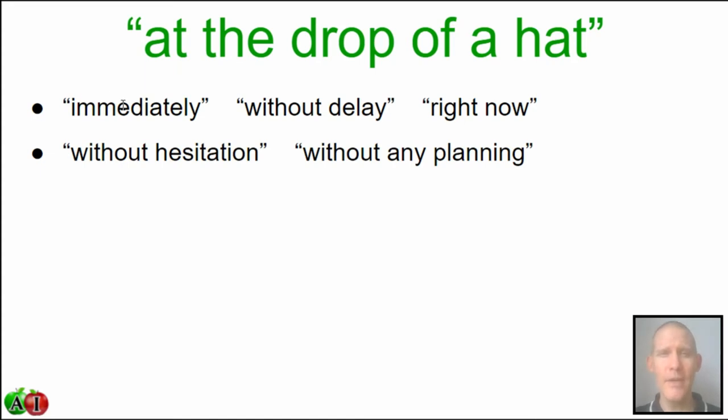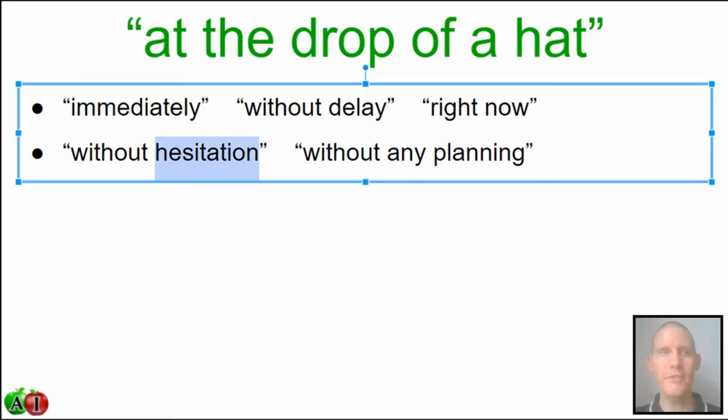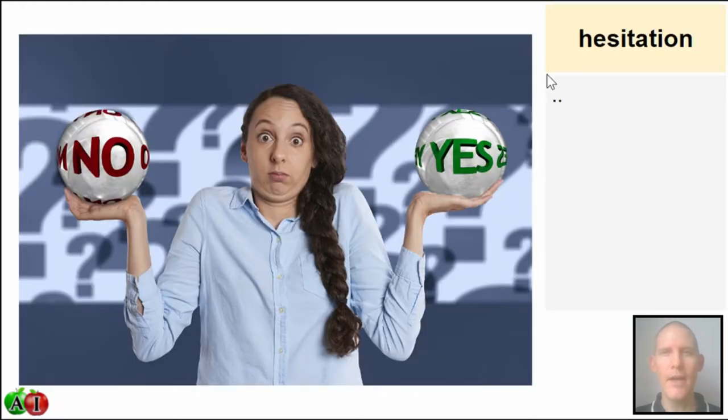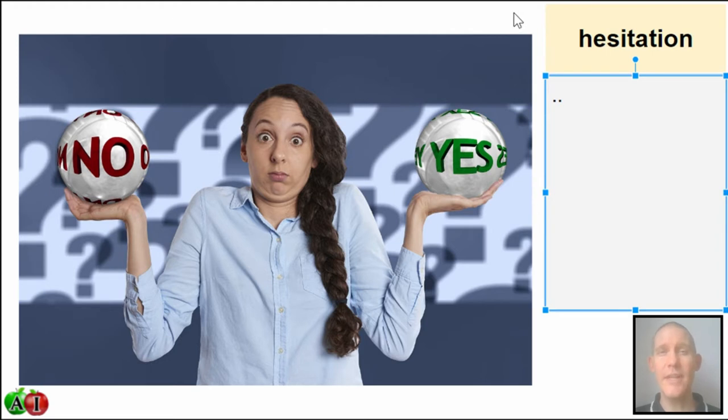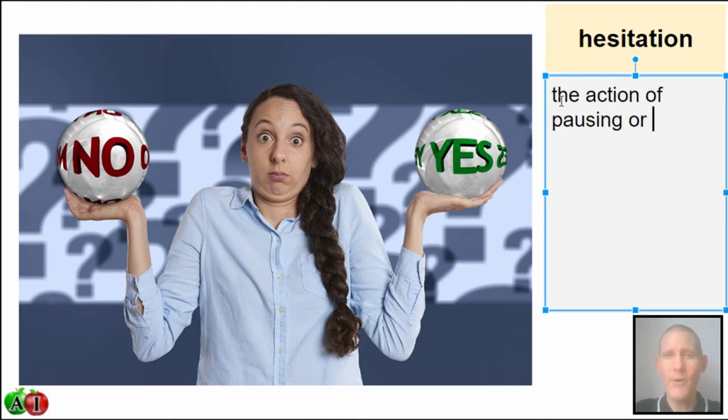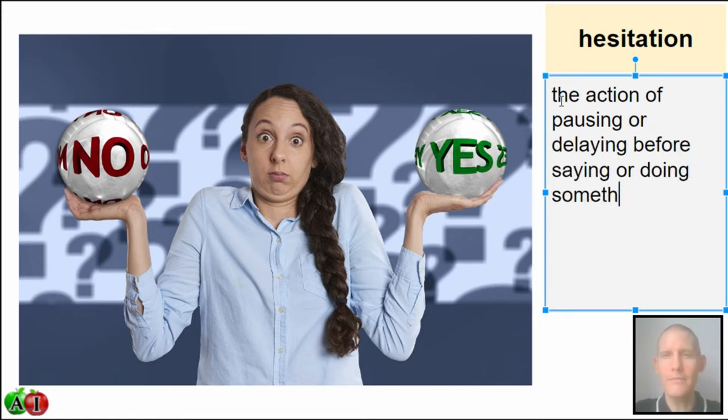Okay. Here's a word, hesitation. That looks like a great vocabulary word that we should explore. So let's look. Hesitation. We have the word over here, vocabulary. And in this picture, we see a lady who is hesitating. She's not sure. Is it no? Is it yes? What should we do? I don't know. So the definition of hesitation is the action of pausing or delaying before saying or doing something.